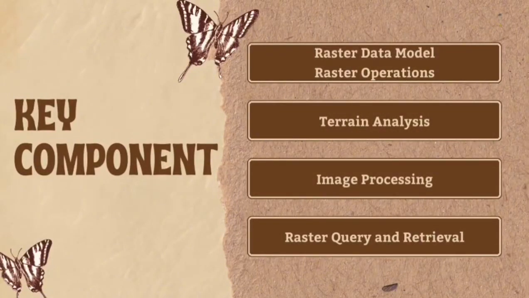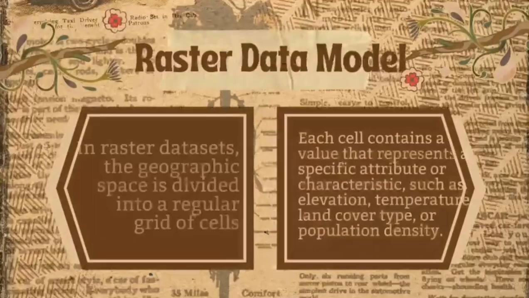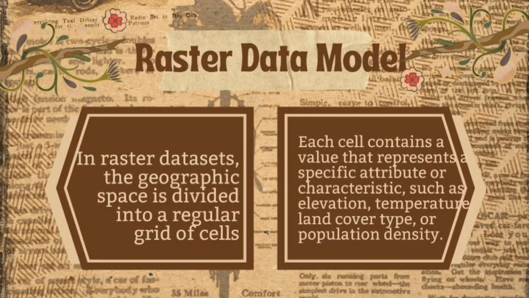The key components in raster analysis are raster data model, raster operations, terrain analysis, image processing, and raster query and retrieval. For raster data model, in raster datasets, the geographic space is divided into a regular grid of cells. Each cell contains a value that represents a specific attribute or characteristic, such as elevation, temperature, land cover type, or population density.